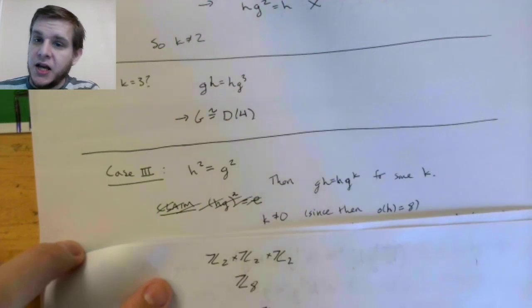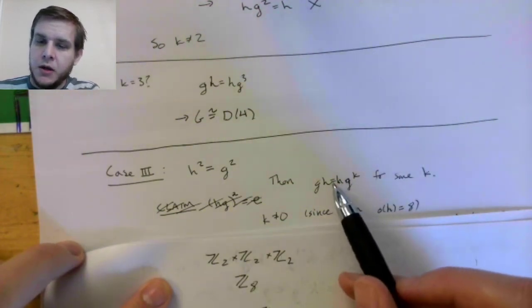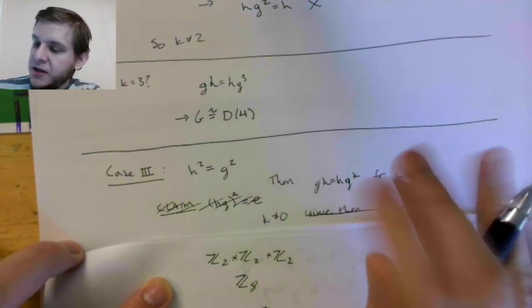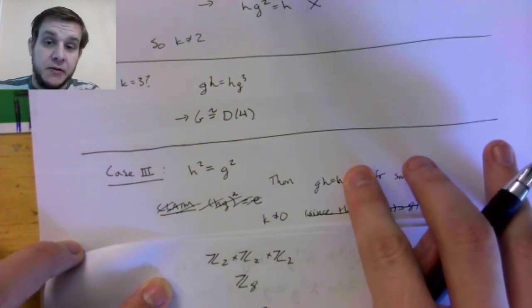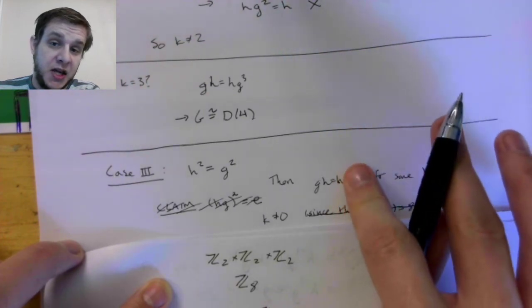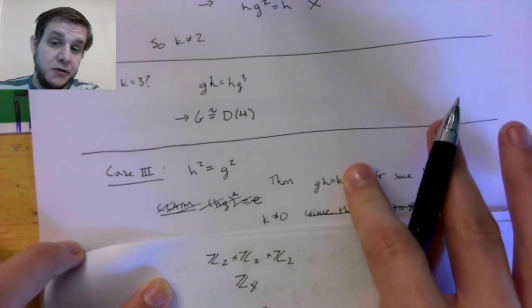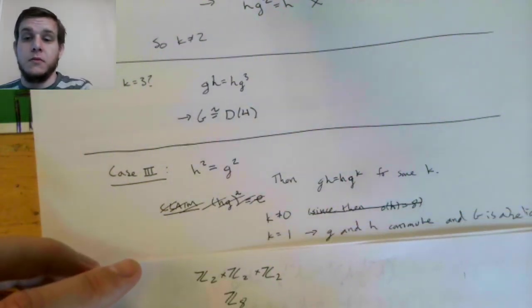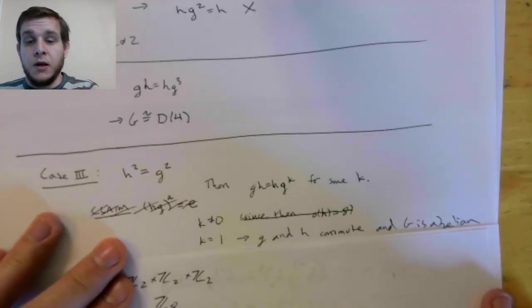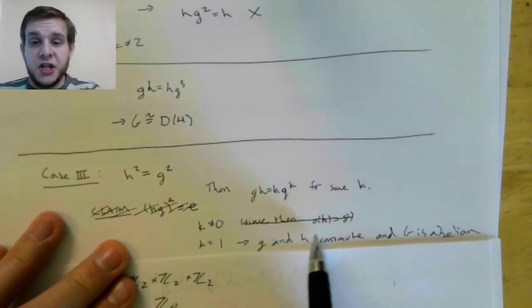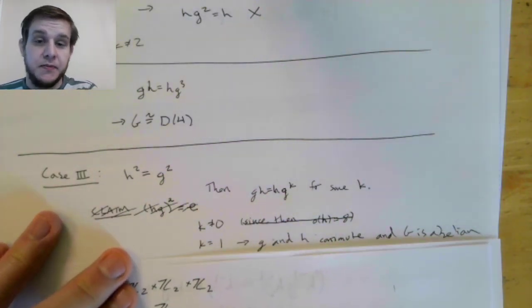Again, K cannot be equal to 0, not for this reason, but because then G would equal the identity, and that's a contradiction. If K equals 0, then this element is the identity, so I can cancel it, and I get G times H is equal to H. So G is the identity element. If K were to equal 1, then G and H commute, and G is abelian.